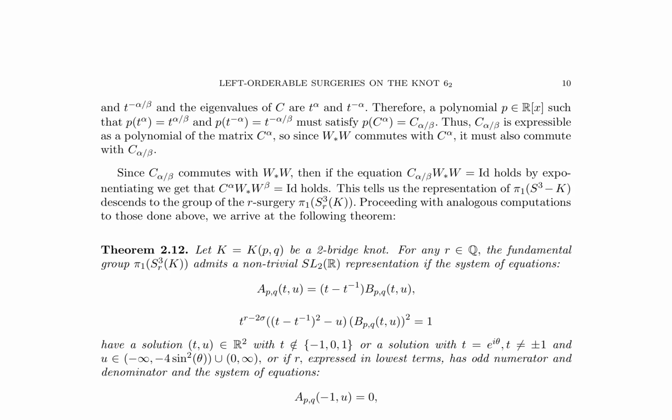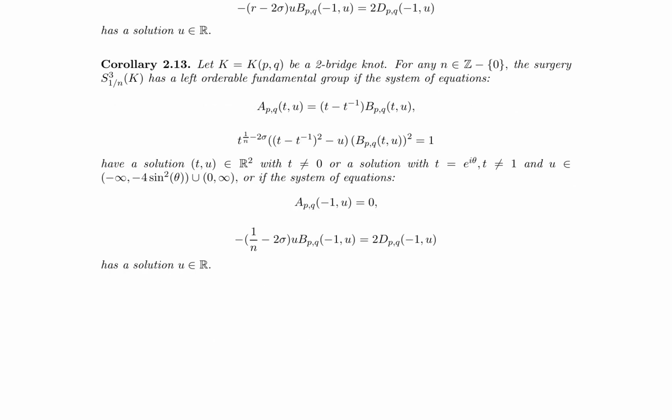The paper then extends the method to rational surgeries, where R ∈ Q is a rational surgery slope, and α, β ∈ Z are coprime such that R = α/β. The authors introduce a matrix C(α, β) and show that if the first equation A(P, Q, T, U) = T T1 B(P, Q, T, U) is satisfied, then C(α, β) commutes with W. This implies that the representation of π1(S³ K) descends to the R surgery π1(S³_R(K)).